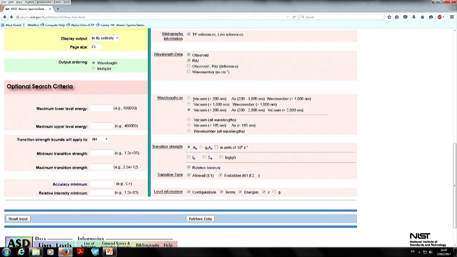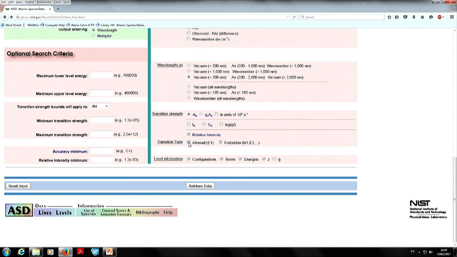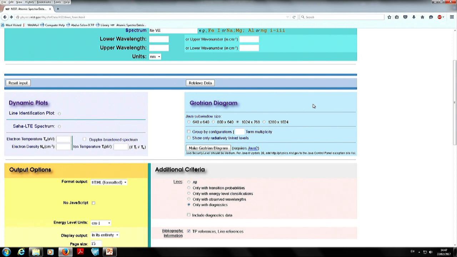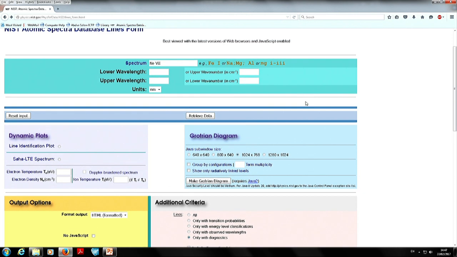You can get output in vacuum or in standard output, which has vacuum below 2,000 angstrom, 200 nanometers, air output with account of air refraction index between 200 and 2,000, and vacuum above 2,000 nanometers. You can ask for oscillator strength output or log gf. You can get only allowed or only forbidden in addition to general output that contains both allowed and forbidden lines. And one of the options that you already saw in my presentation is the Grotrian diagram.